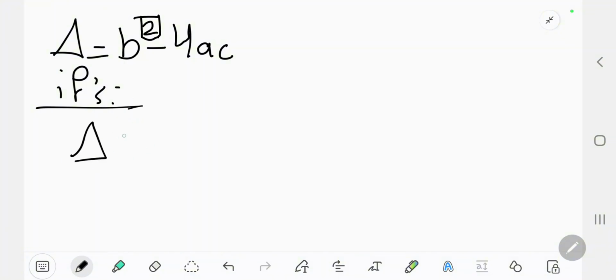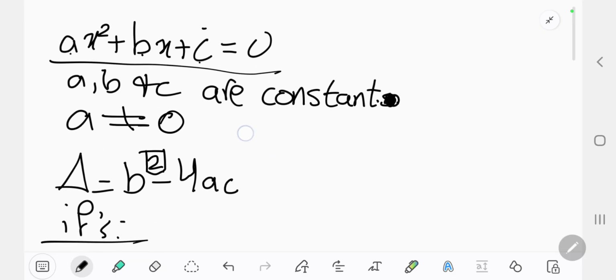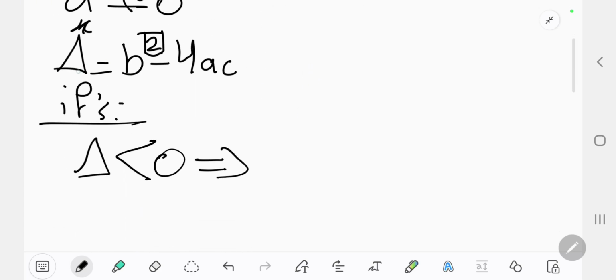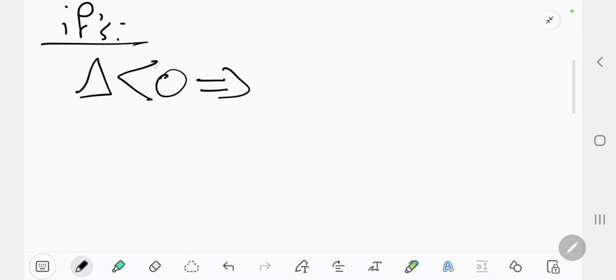Okay, if we got delta less than 0, if you think about it right now, delta is not x, right? Delta is just delta. It's a discriminant to know what x is. But here we don't have x equal. No, there's no x here, right? So it's delta we are looking for. So if delta is less than 0, so it's in the negative, then there are no real roots.